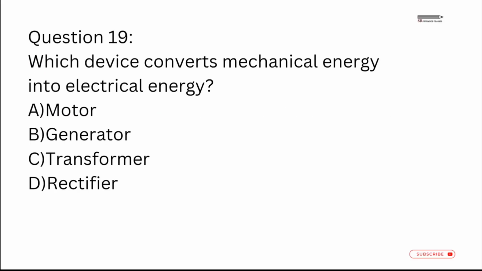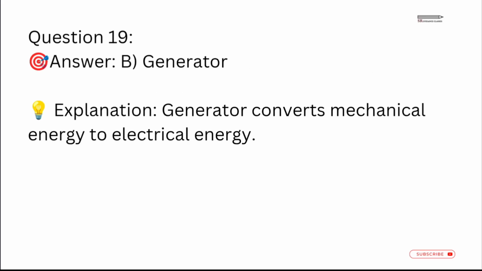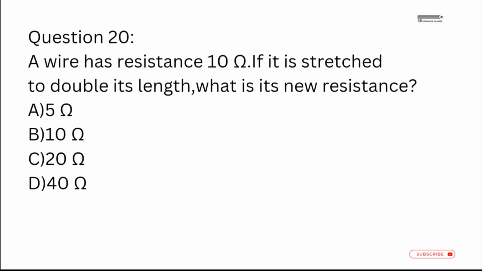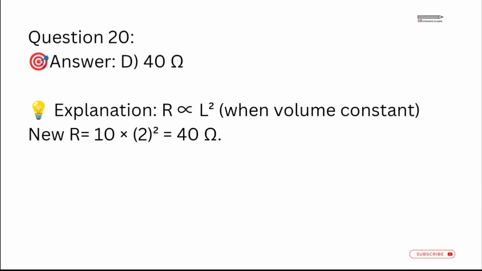Which device converts mechanical energy into electrical energy? The answer is option B, generator. A wire has resistance 10 ohm. If it is stretched to double its length, what is its new resistance? The answer is option D, 40 ohm.